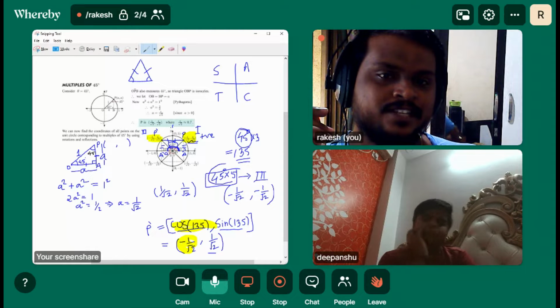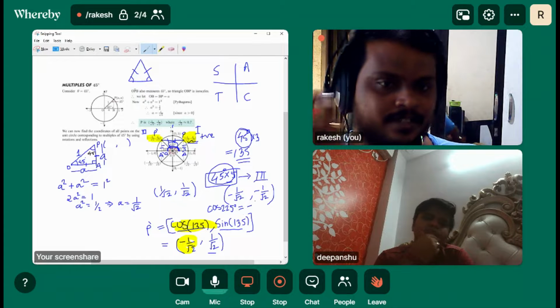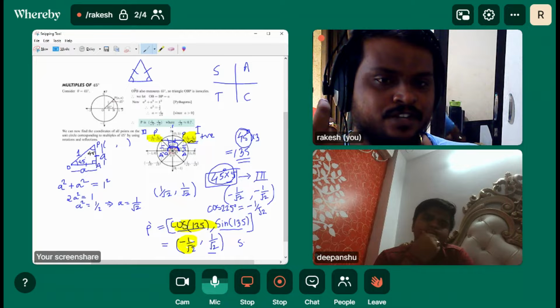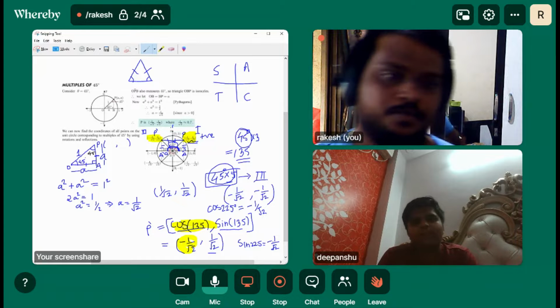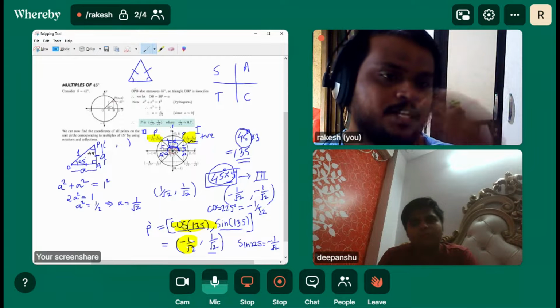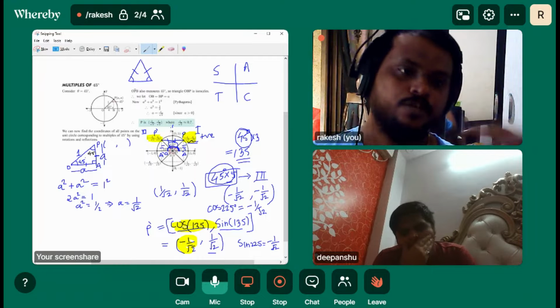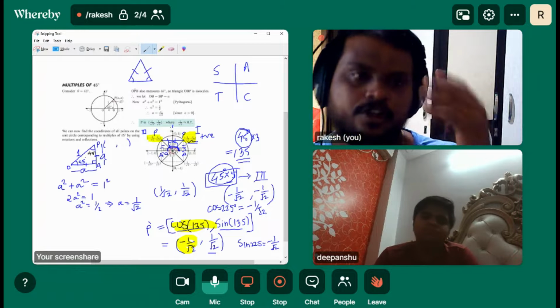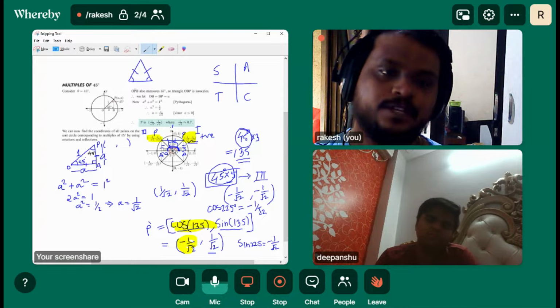So if I simply ask you what is cos 225, what would be your answer? Minus 1 by root 2. Yes, perfect. What is sine 225? Minus 1 by root 2. You understood now why the multiple of 45 is so important? Because once you recognize the number is a multiple of 45, the magnitude is going to be the same, but according to the quadrant, you just have to place the sign, whether minus or plus.